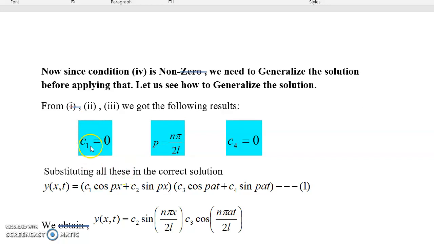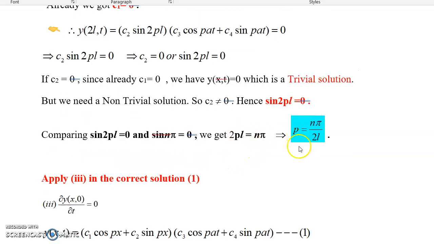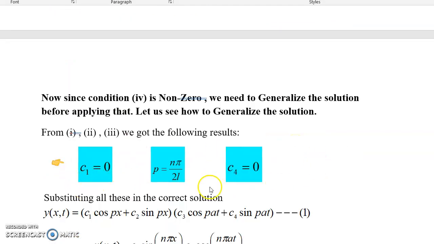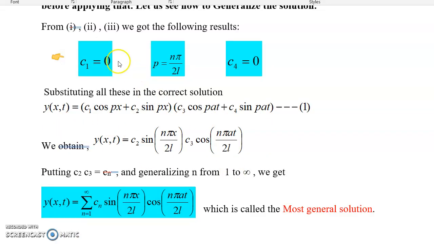For that, write down the 3 results we have got so far. First we got C1 = 0. Second application we got p = n pi by 2l. Third application we got C4 = 0. Now this is the correct solution. Substitute C1 = 0, C4 = 0 and p = n pi by 2l. The first term will be C2 sin, and in the place of p you substitute n pi by 2l. In the second term C4 becomes 0, and we have C3 cos, and in the place of p you substitute n pi by 2l.